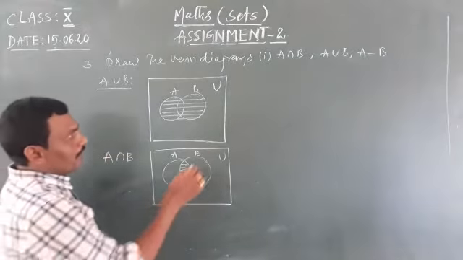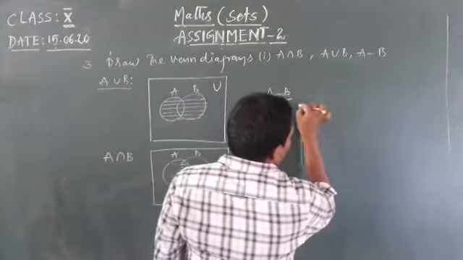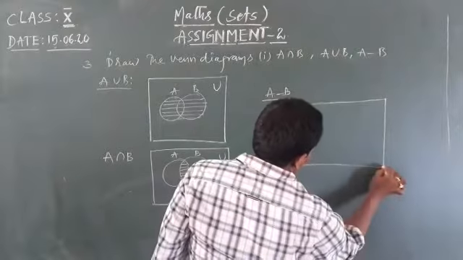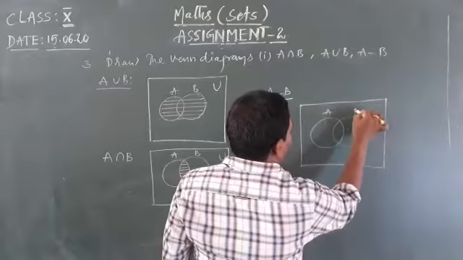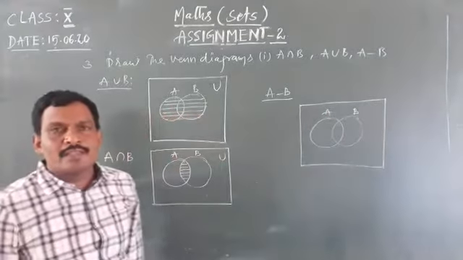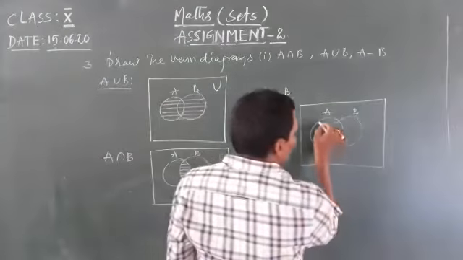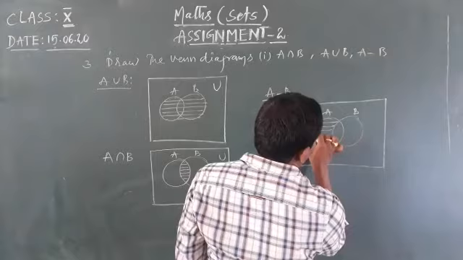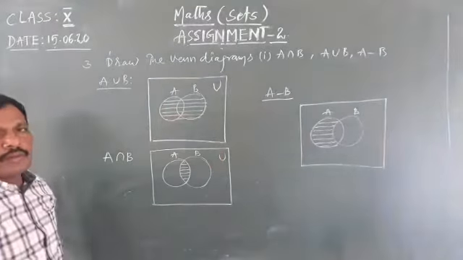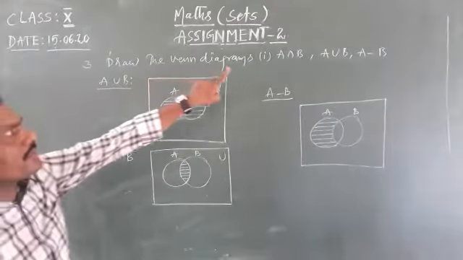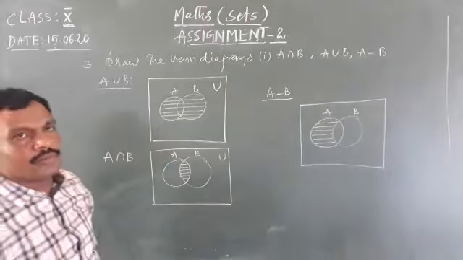Next one, A minus B. The universal set, and now A and B two sets. A minus B means the elements of A that are not contained in B, that is, only the separate portion of A, which does not overlap with B. So this is A minus B. These are the Venn diagrams of A intersection B, A union B, and A minus B.